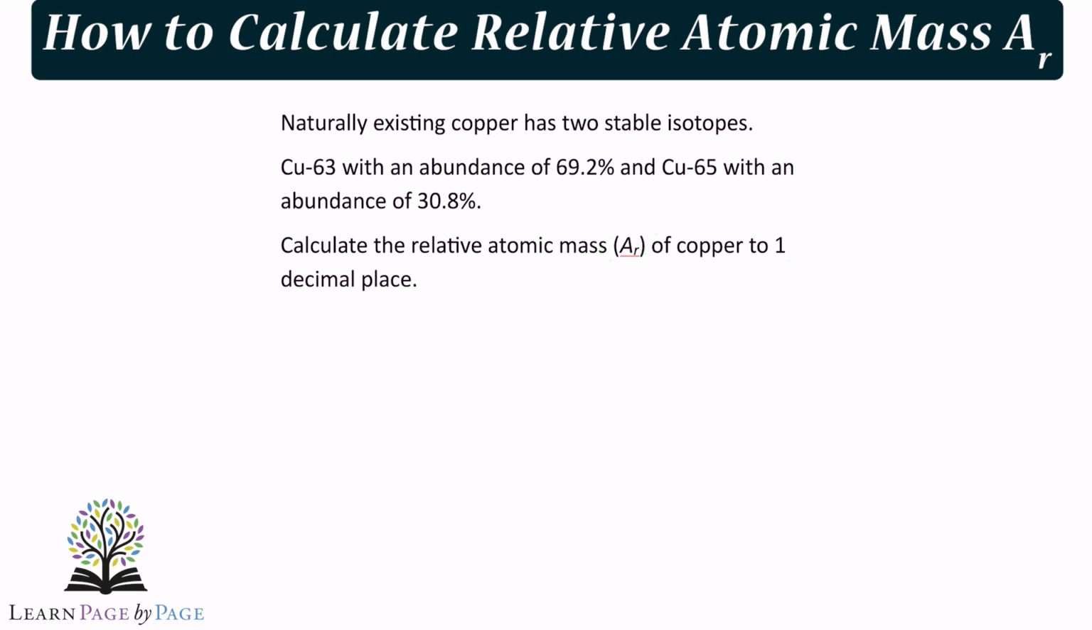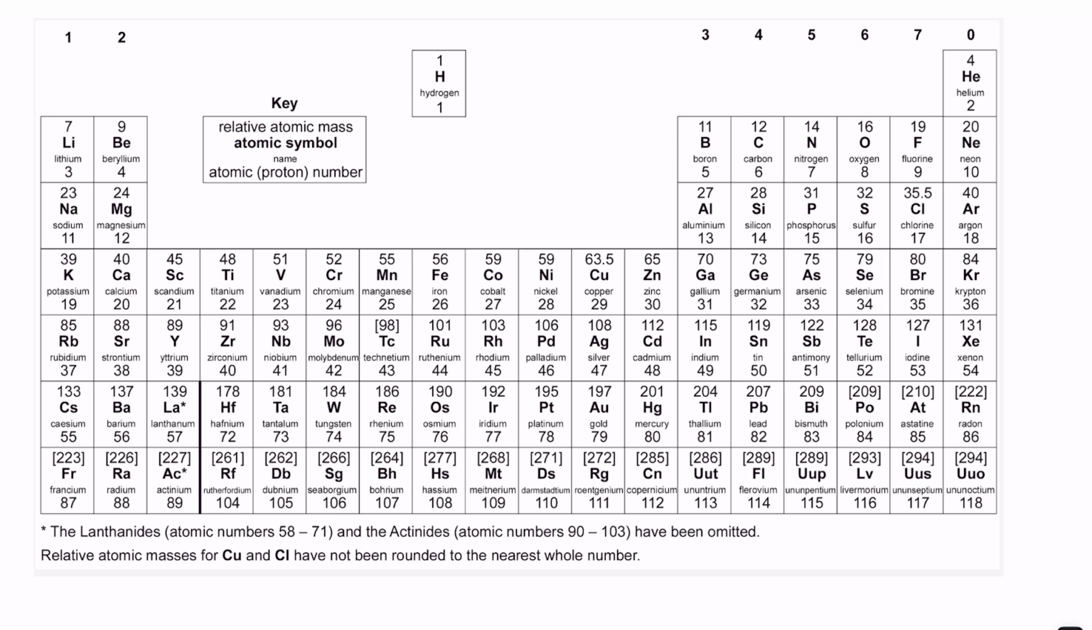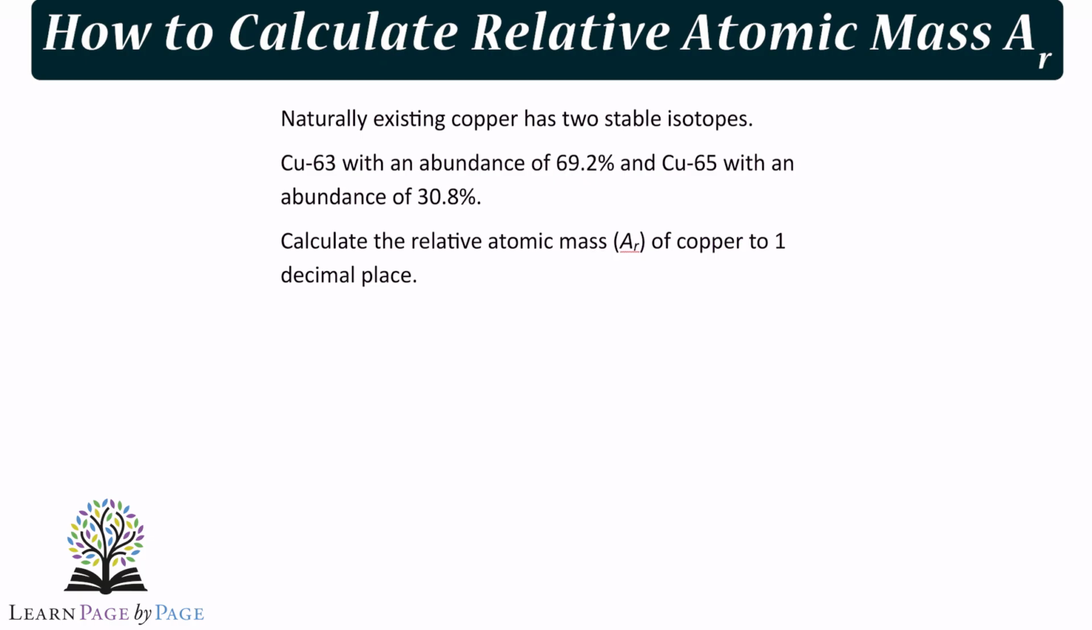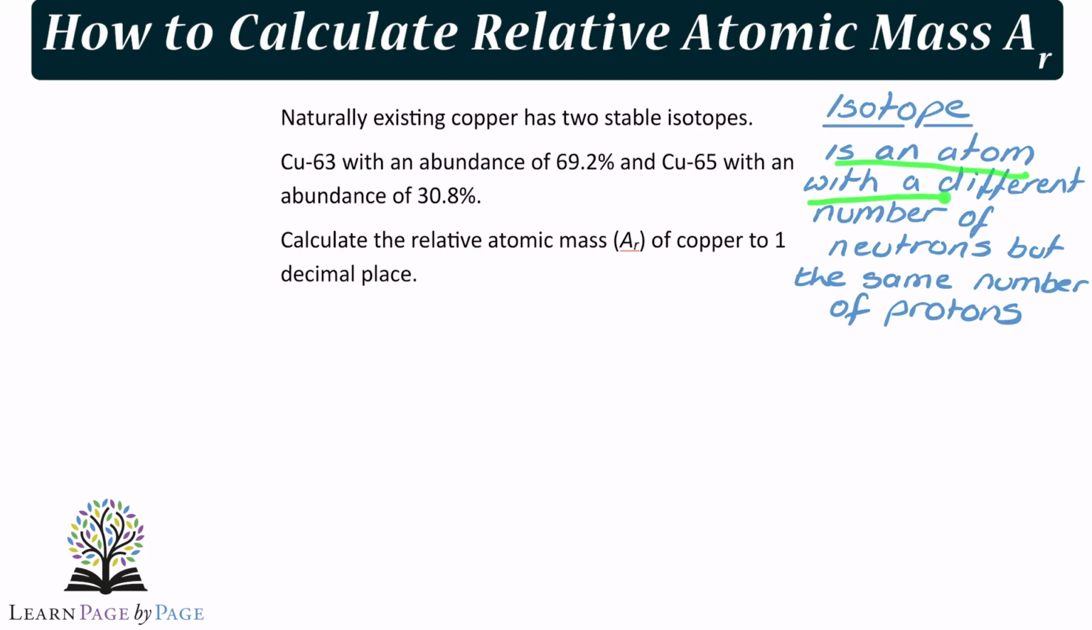Now, if you take a look at the periodic table, you'll notice when you look at copper, there's a decimal. The top number, that is your relative atomic mass, which is the number of protons and neutrons, which are whole subatomic particles. But copper has a decimal value, and you can't have half of a proton or half of a neutron. This is because in nature, copper is found with different isotopes, and an isotope is an atom with a different number of neutrons, but the same number of protons. So let's get back to our copper question.